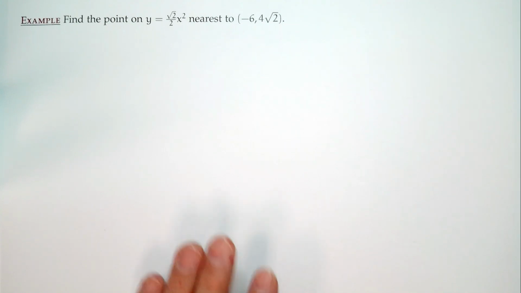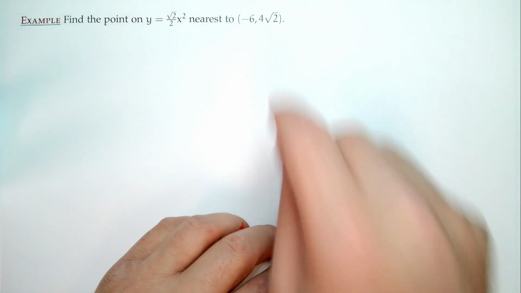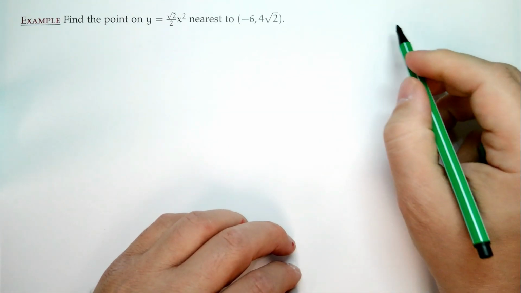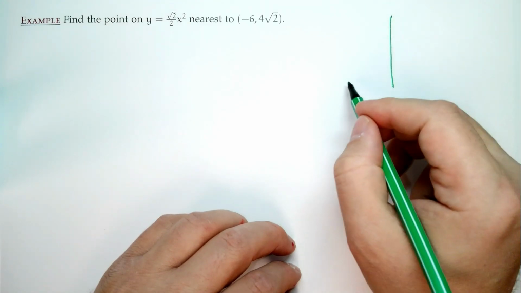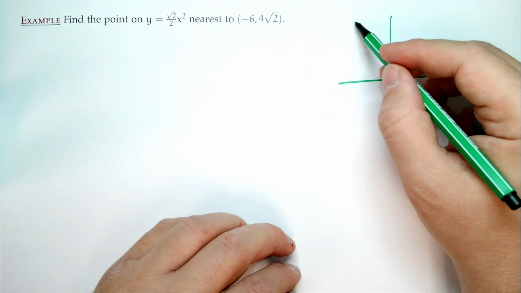Okay, find the point on the curve y equals square root of 2 over 2 x squared, which is nearest to the point (-6, 4 root 2). Well, that's interesting. So what do we have? Well, we have this parabola. That's a parabola that opens up.